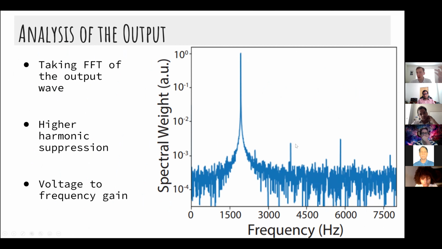So although we do still have these higher harmonics, they're heavily suppressed, and we can say that our output wave is essentially just a sine wave. Another thing I'd like to bring up with this picture is that in this specific sine wave, we put in 1 volt, and we got out this as our main frequency. So we can use this as a nice test of our voltage to frequency gain. In this case, we get out about 1900 Hertz for that 1 volt. And so we have a voltage to frequency ratio of 1900 Hertz per volt.